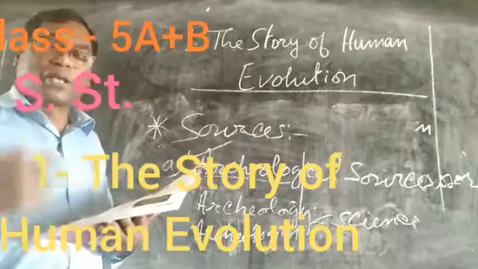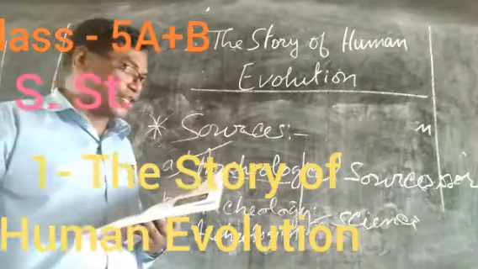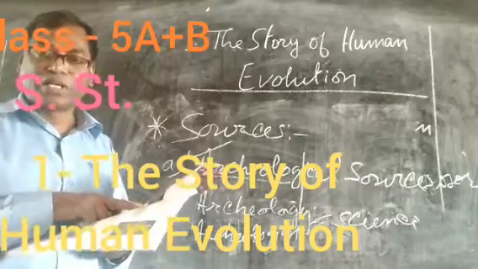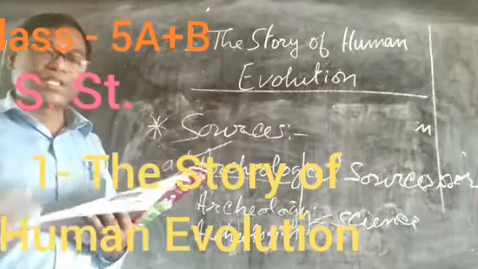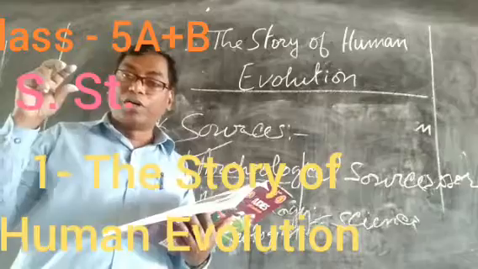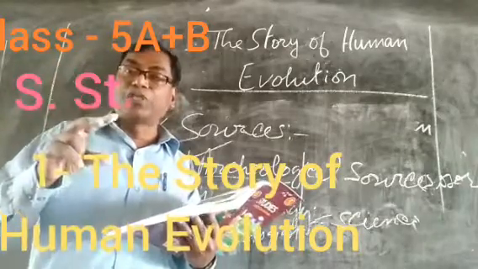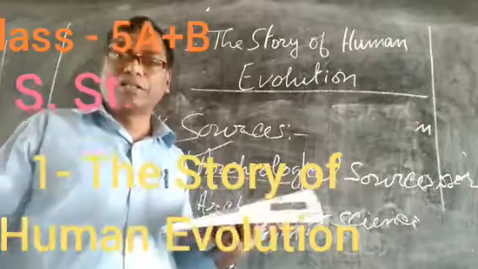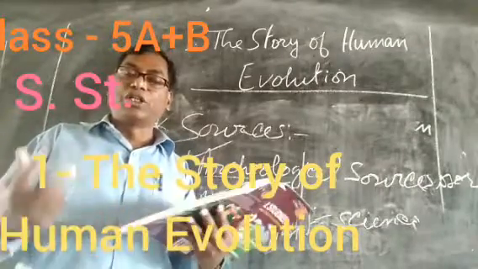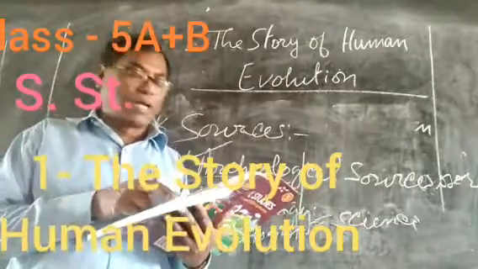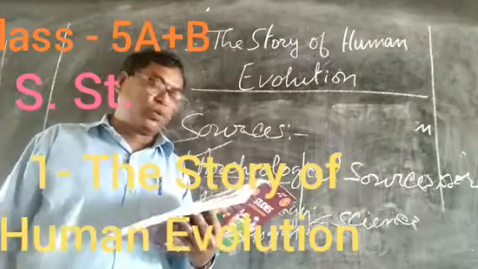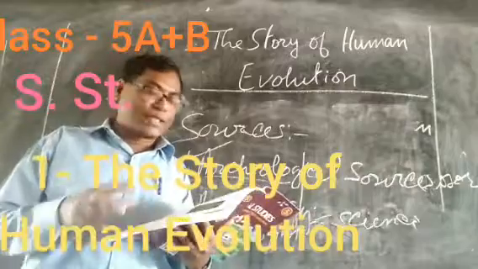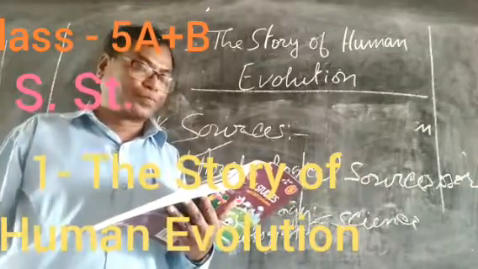Now let us find out some more archaeological sources of information. Number one is the bones and fossils. Now what are fossils? Fossils are the plants and animals which are dead and don't get rotten, and they become like hard stone. They turn into stone. Those kinds of bones of plants and animals are known as fossils.